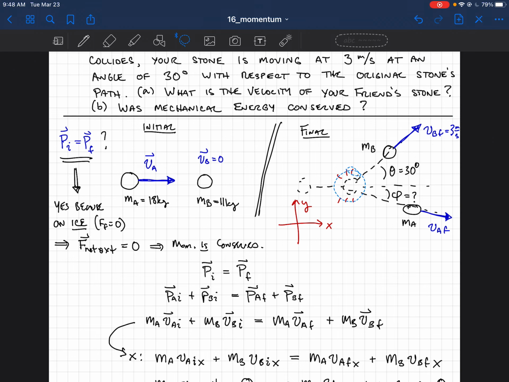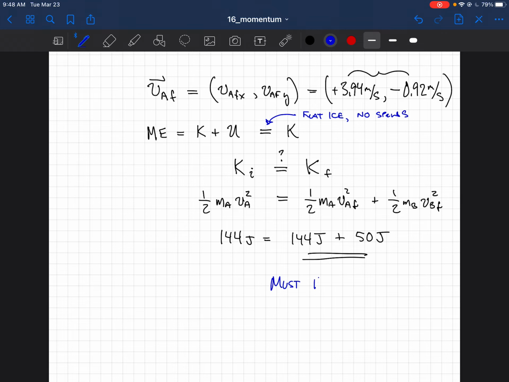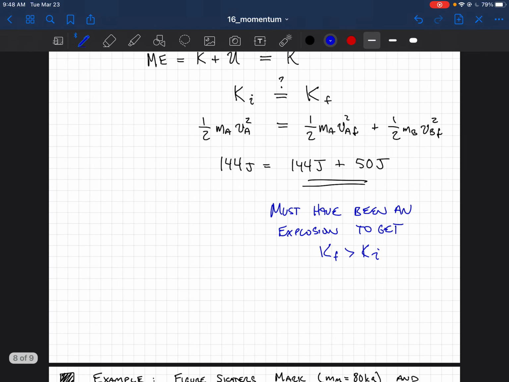And what you would normally see in something where there is not an energy input is that you lose some energy due to the collision, and therefore energy is not generally conserved here when momentum is conserved. So let's write that out. There must have been an explosion to get kinetic final greater than kinetic initial. Usually energy is lost in a collision.